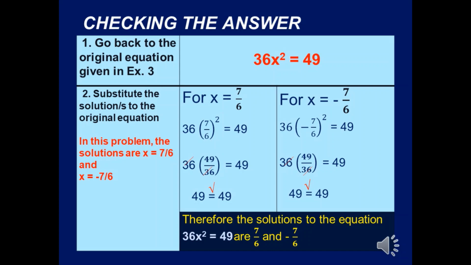Now for the other one, we have x equals negative 7 over 6. So we have 36 times negative 7 over 6 to the second power equals 49. Then negative 7 over 6 squared is 49 over 36. So we cancel 36, leaving us with 49. So 49 equals 49, same thing, it is correct. Therefore, the solutions to the equation 36x squared equals 49 are 7 over 6 and negative 7 over 6.